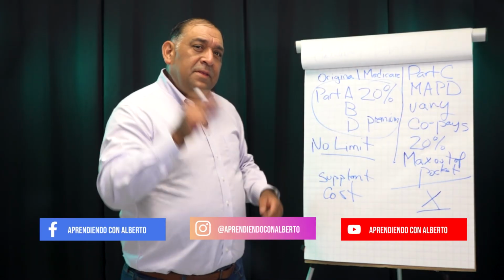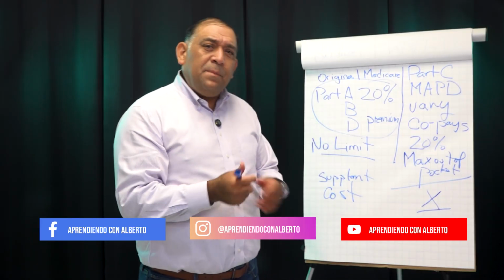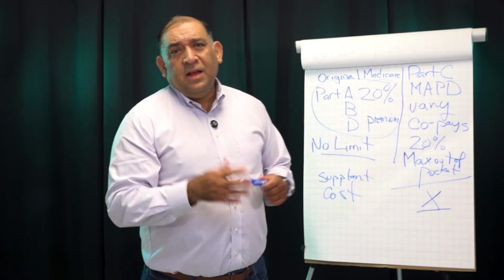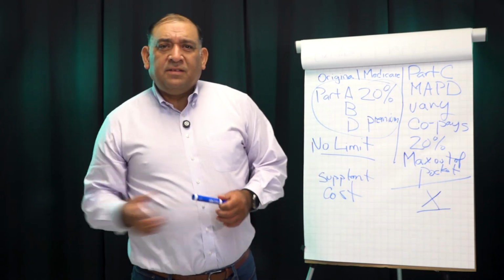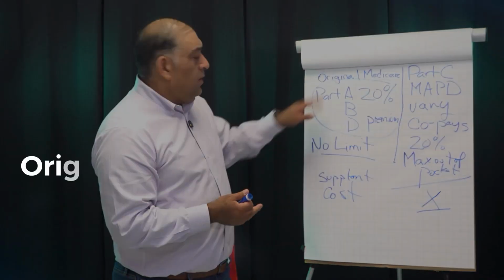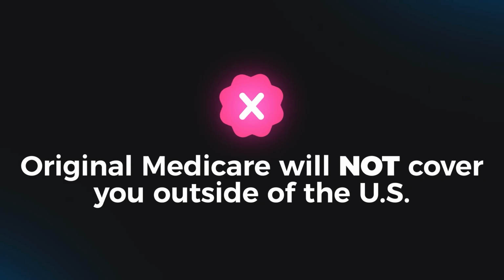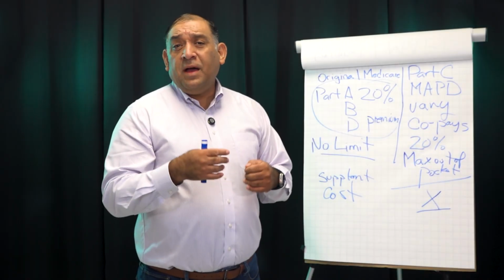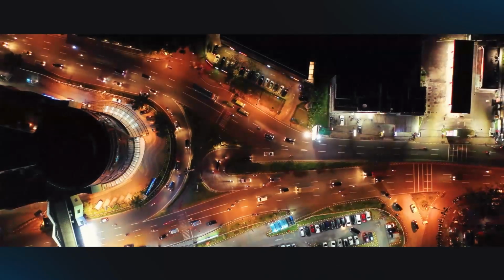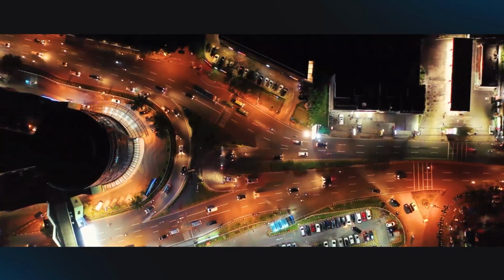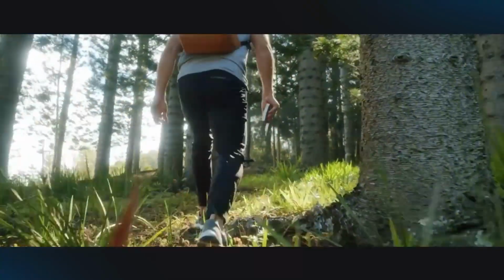I'm here to help. The last topic, and it's a very important one, is foreign travel. If you're traveling, like I live in Texas, if I'm going to Mexico, will my Medicare cover? Original Medicare will not cover you out of the United States. You have to buy something, or you have to have travel insurance. That's the main thing. If you're going outside of the country, get travel insurance.